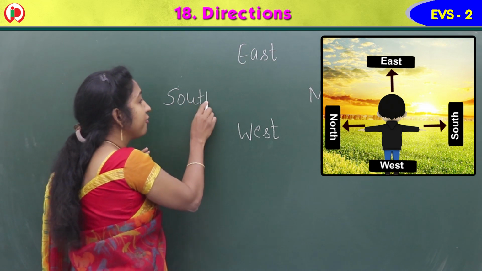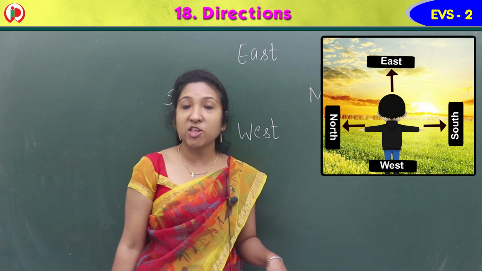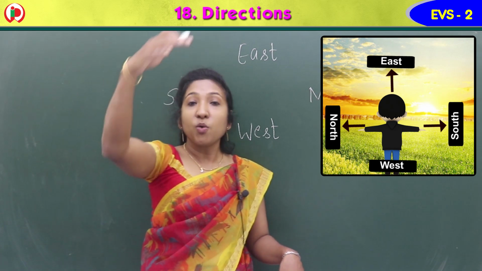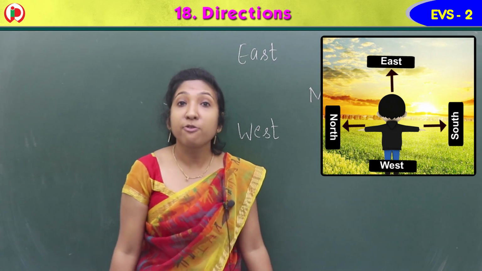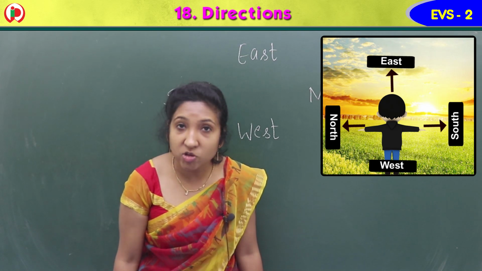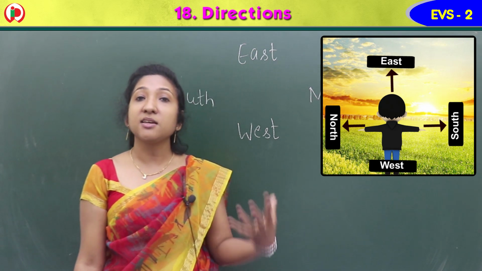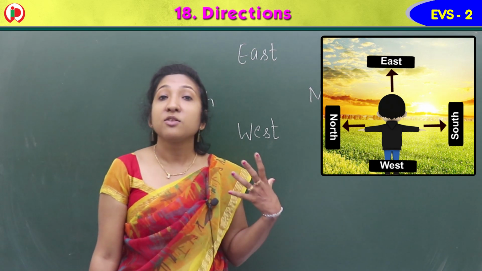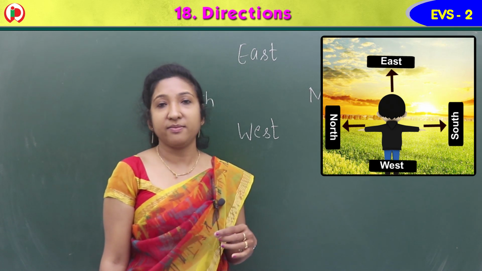These are the four main directions. The four main directions are east, west, north, south. So which are the four main directions? East, west, north and south.